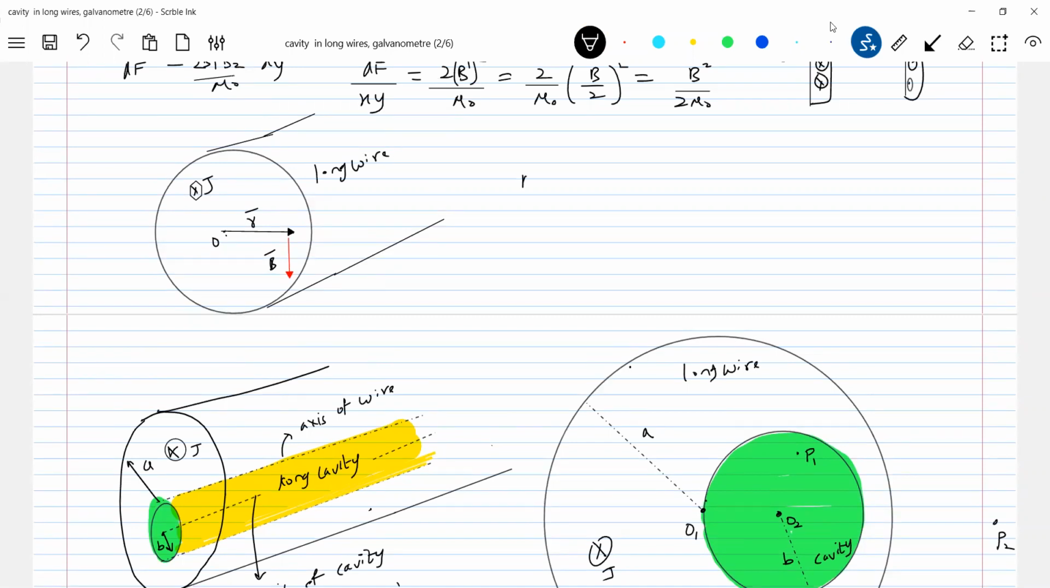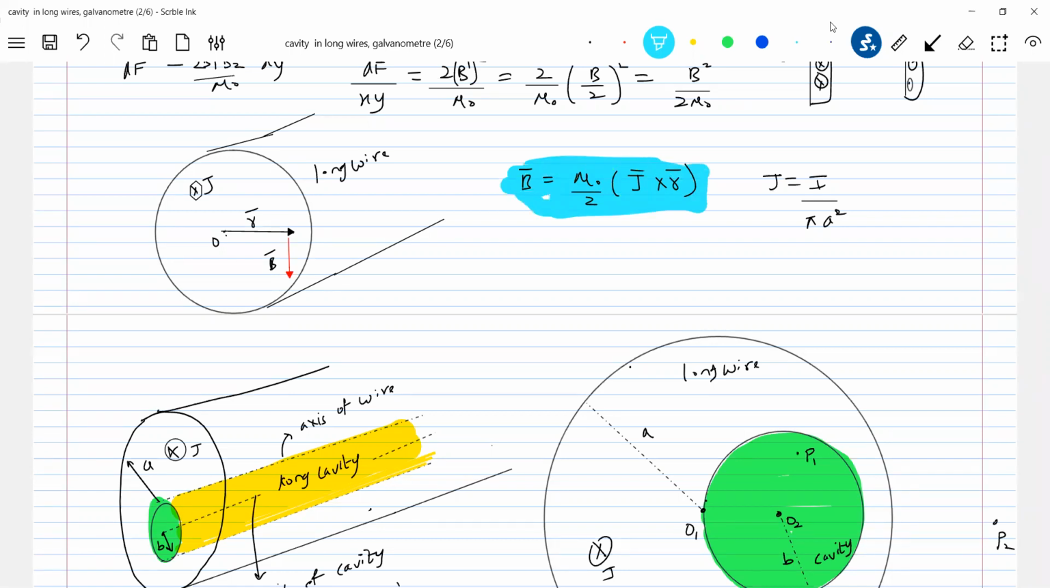So the value of B bar is given by mu naught by 2 J bar cross r bar. What is J? J is the total current flowing per unit area. Can you remember this? In the beginning of Ampere's law, we discussed something. There's a relationship between the current density and the position vector. Look at the formulas, the way we brought the answers.